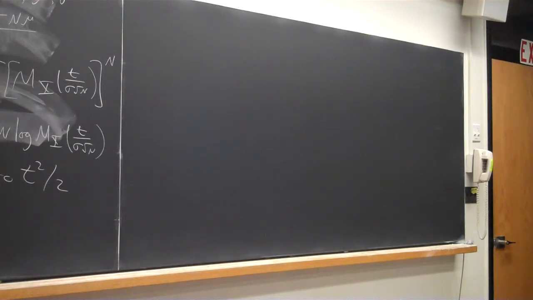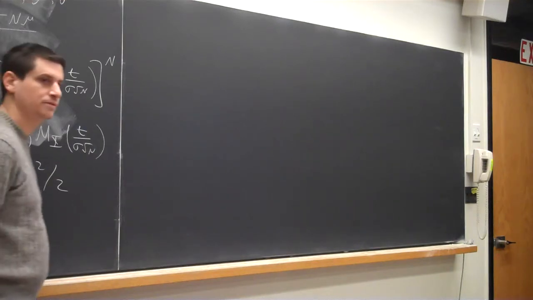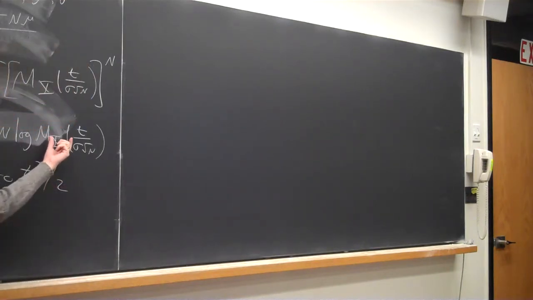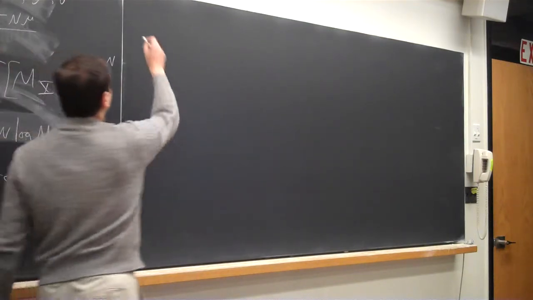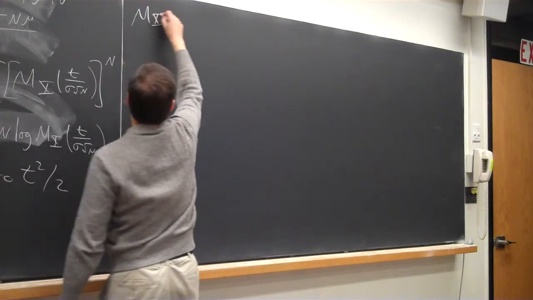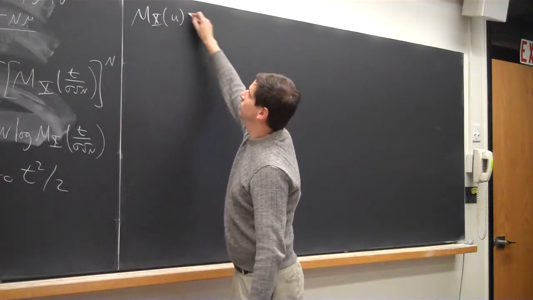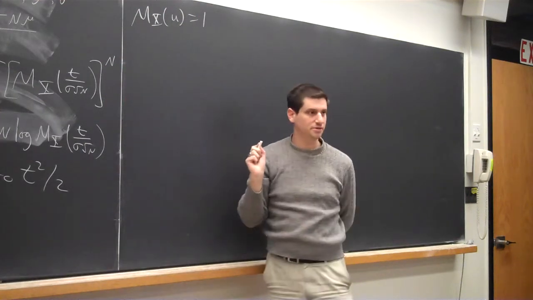What do you think we want? So what does the moment generating function look like? It looks like 1. So M_X(u), I'll just use the letter u right now, is 1. What comes next?